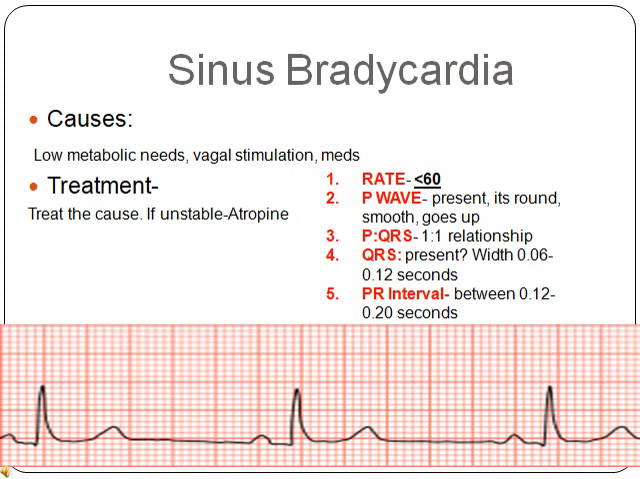And as we know, rate, R, so look at the R waves. You only see 3 in the 6-second strip. So 3 times 10 is 30, that's less than 60. So this is a sinus bradycardia.